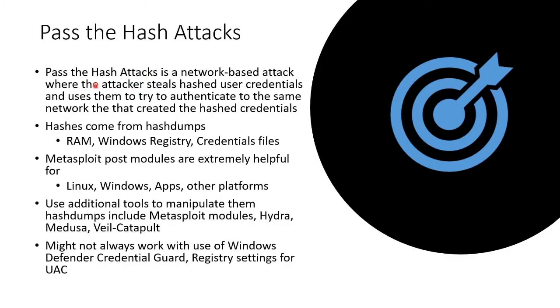So pass the hash, it's a network-based attack. We steal hashed user credentials. We use those hashes to authenticate to the same network or the same service, the same device, the same system that created the hashes to begin with. The hash dumps will come from memory, the Windows registry, or other credentials files. Metasploit has post modules that are really good to do pass the hash against these kinds of targets. There are additional tools to manipulate hash dumps. Hydra, Medusa, Veil Catapult, so you can use those as well.